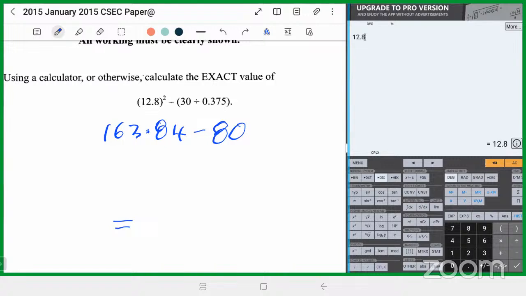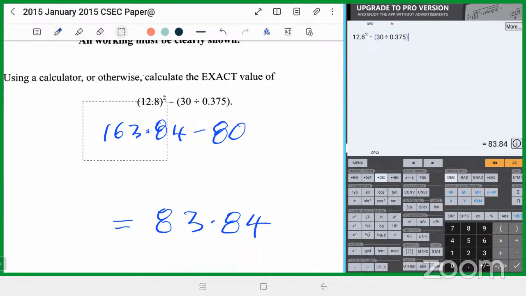Squared, minus bracket 30 divided by 0.375. Okay, so this is the answer now: 83.84. So I almost gave it away. Good thing I decided to check it and do it the other way.